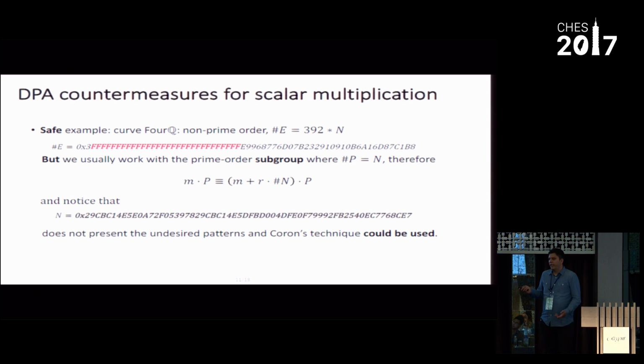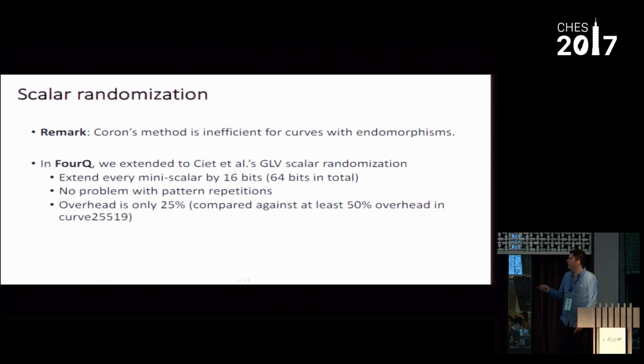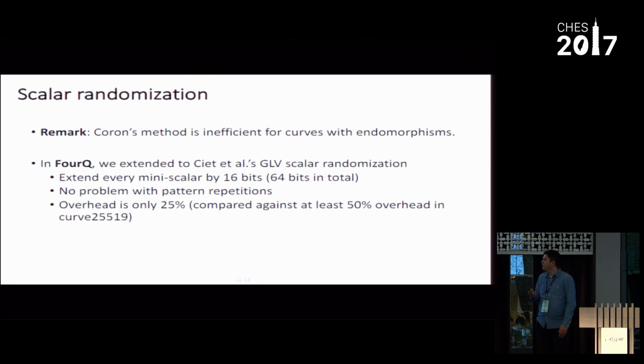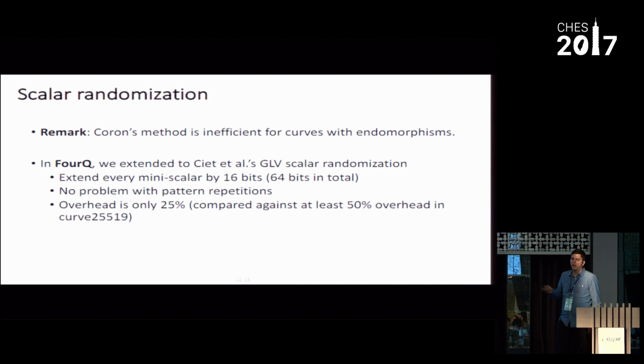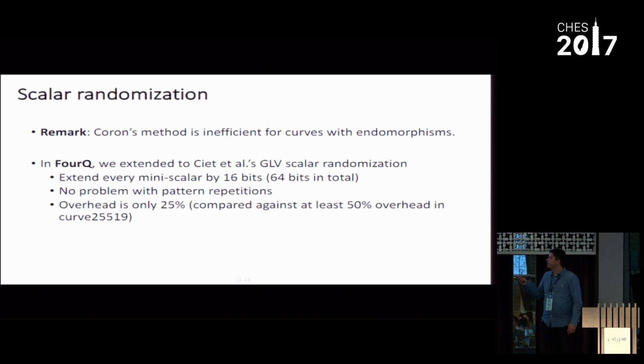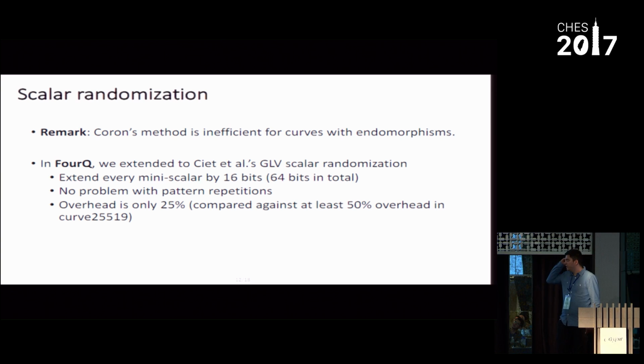But can we do better? Because I showed you that for FourQ, we can decompose the big scalar into smaller scalars. So a question is, can you do better than this? And the answer is yes. And how? I'll show how next. As I mentioned, Coron's method is not the best one for curves endowed with endomorphisms. In FourQ, there's a better technique introduced by Ciet et al. in 2003, I think it was at CHES.